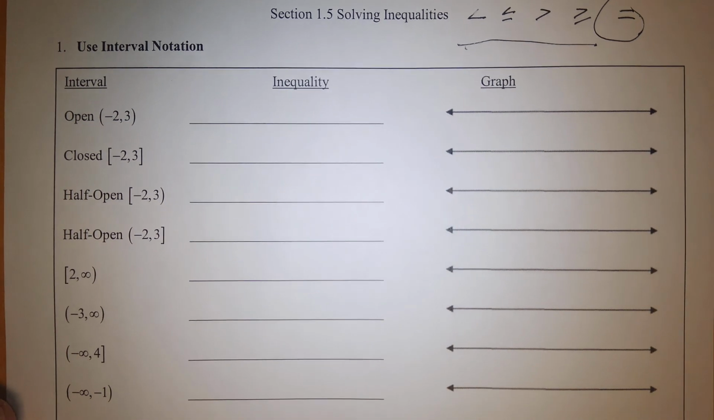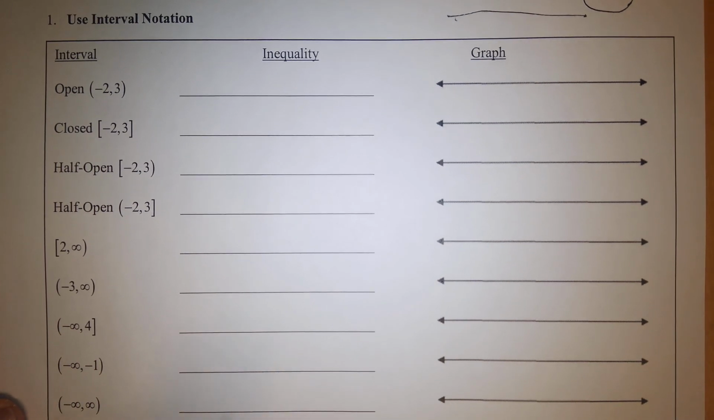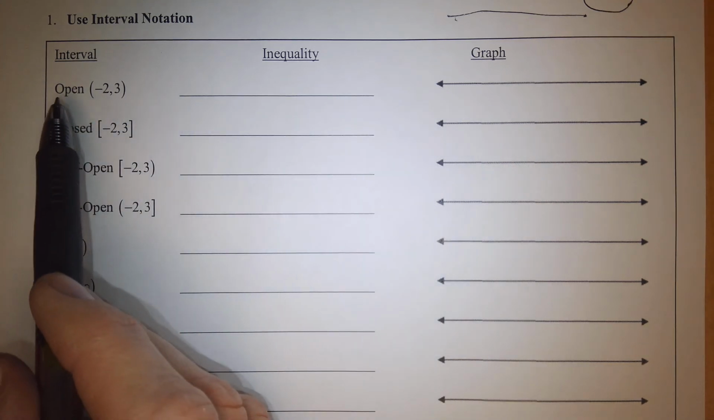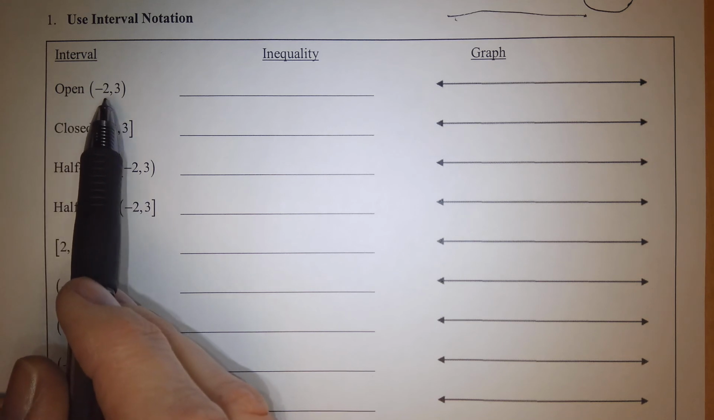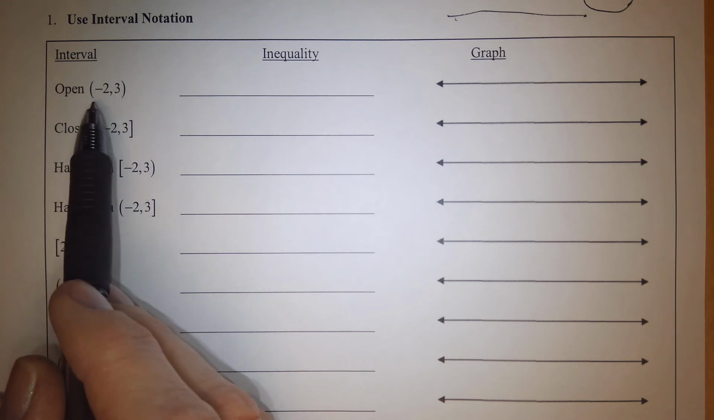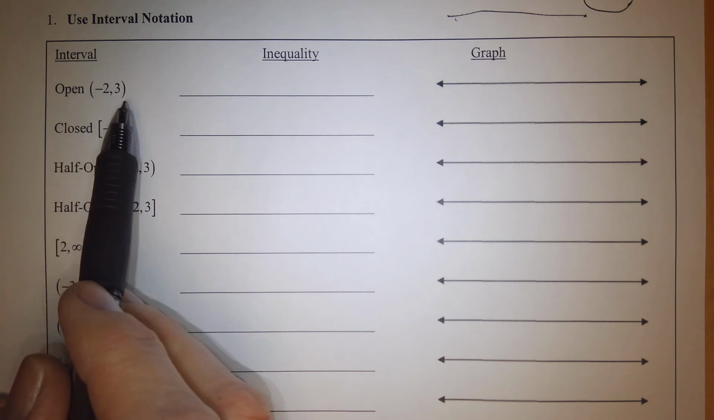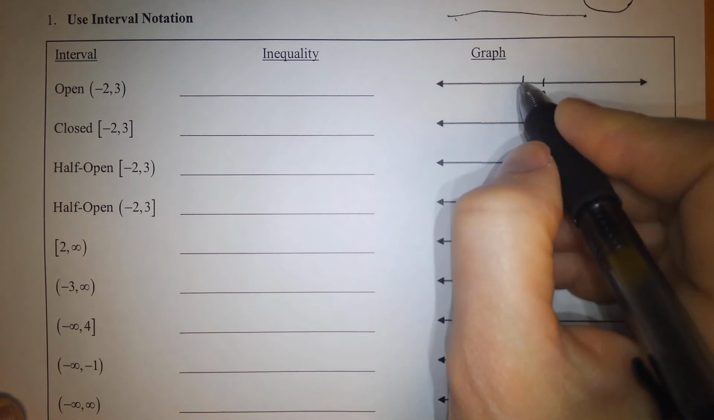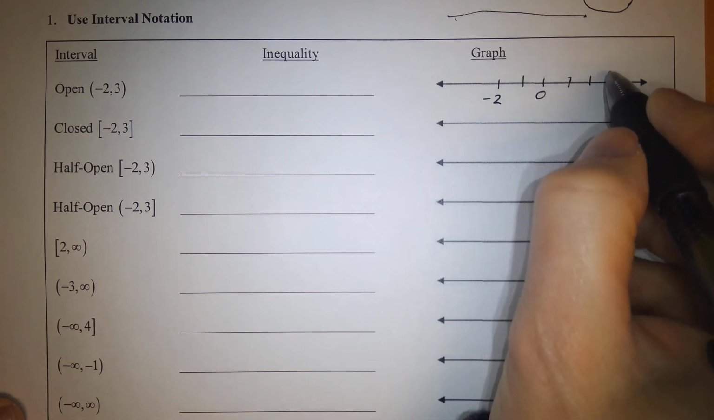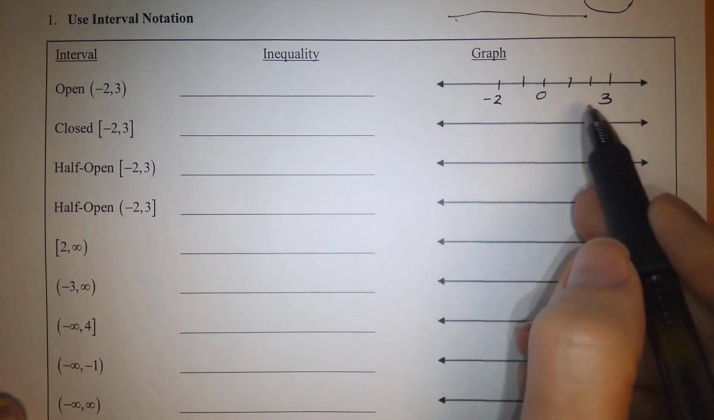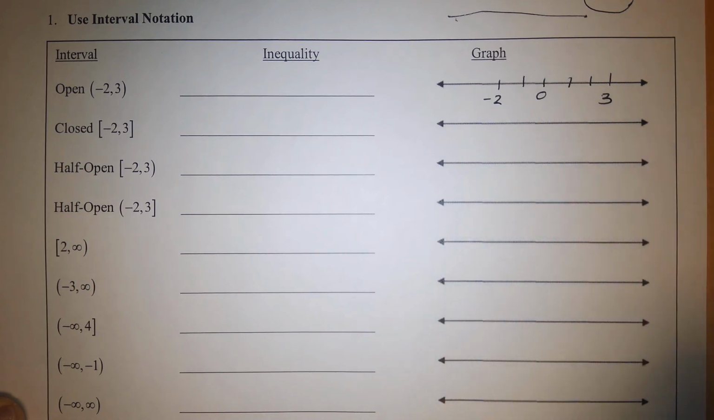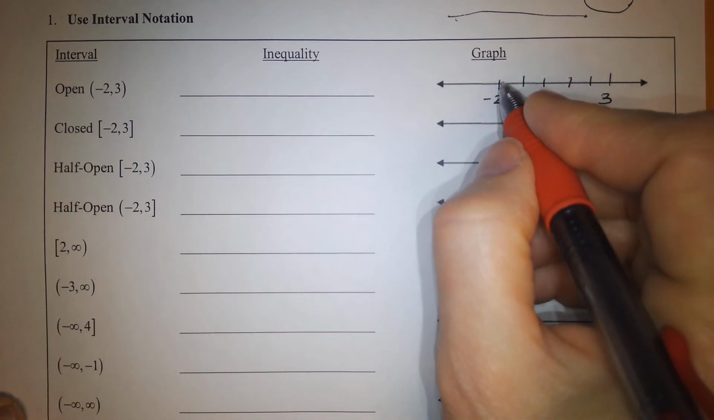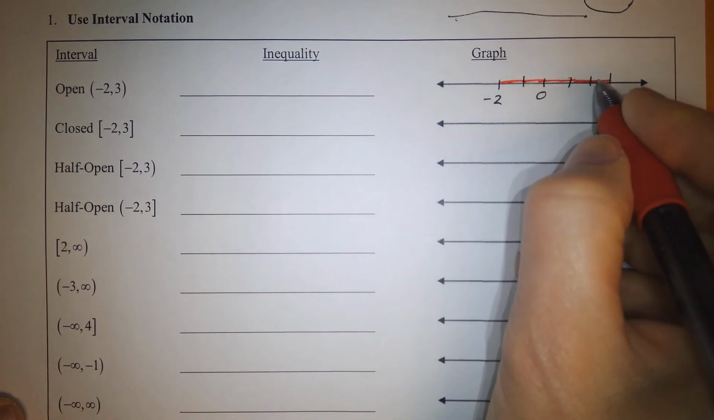So we're going to look at some inequalities here, and we're going to talk about how you can show these solutions in 3 different ways. So let's say I have an interval, and I know that a solution x can be any number in between -2 and 3. Well, on the graph, that would look like this. So I've got -2 and 3 on my graph, and I'm telling you that x can be any number in between those 2 values.